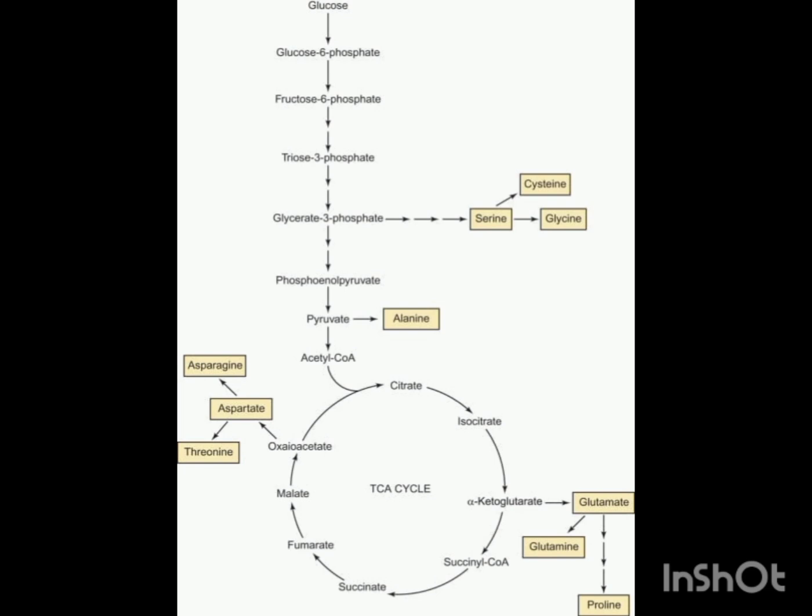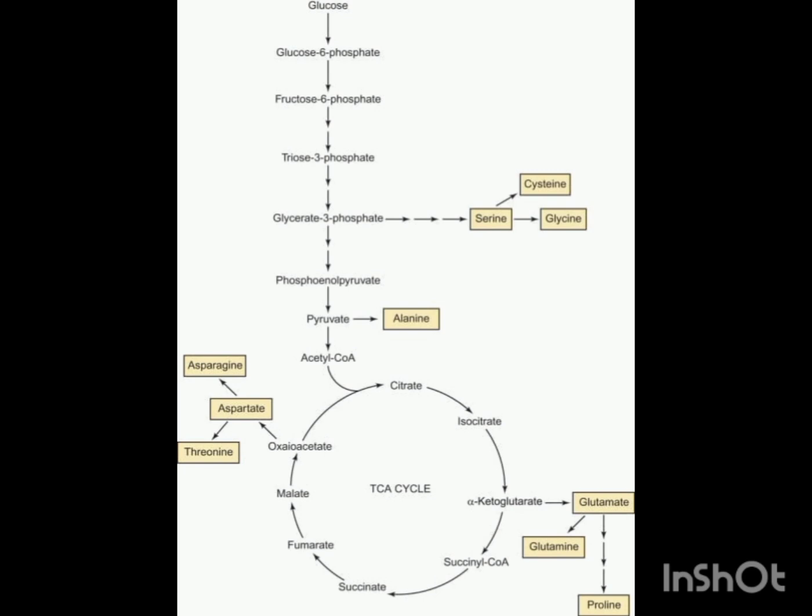Here, the glycerate 3-phosphate gives us an amino acid called serine, which is used to make two more amino acids called cysteine and glycine. The glycerate 3-phosphate then gives phosphoenol pyruvate. The phosphoenol pyruvate gets converted into pyruvate, which also gives us one amino acid called alanine. The pyruvate gets converted into acetyl coenzyme A. The acetyl coenzyme A then enters into the citrate cycle, which is also called the TCA cycle.